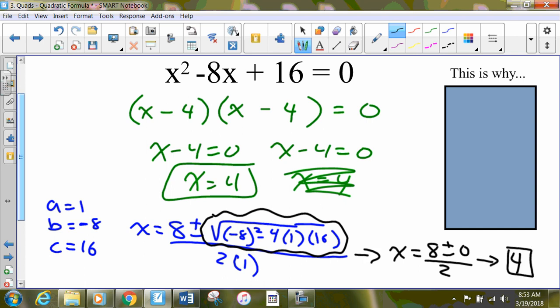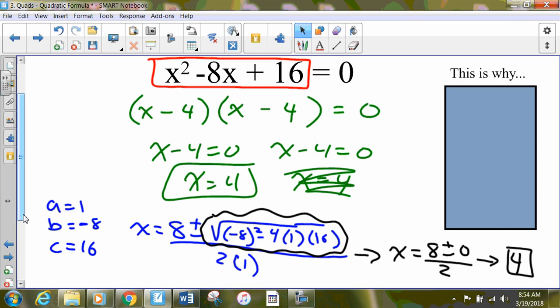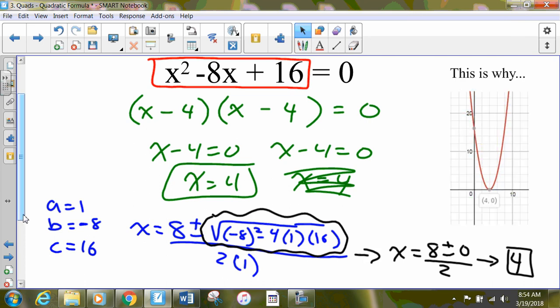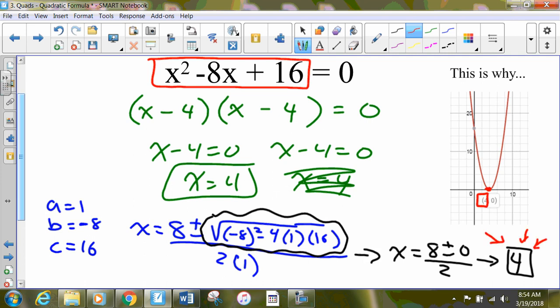So the same answer, right? And that's odd. When we get just one answer, whether we use factoring or the quadratic formula, it's because if we took the time to get on Desmos and graph y equals x squared minus 8x plus 16, this is what we would see: a quadratic that touches the x-axis in exactly one place at x equals 4. And that's why our answer is just 4.